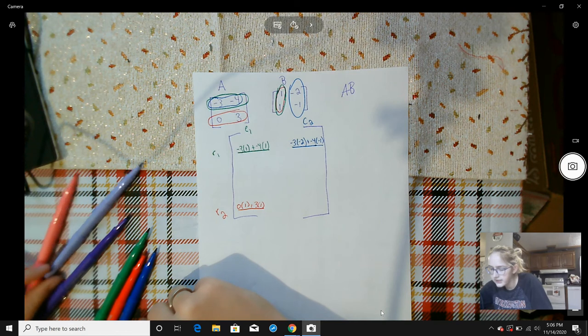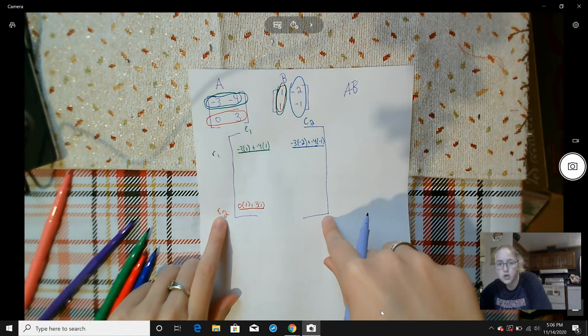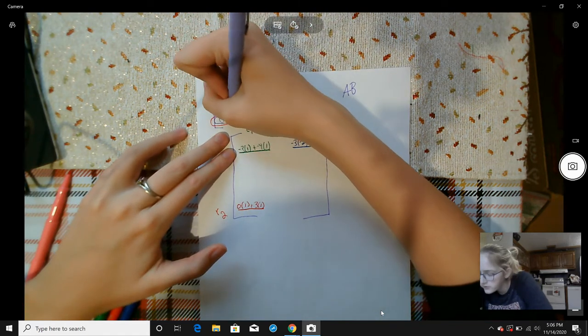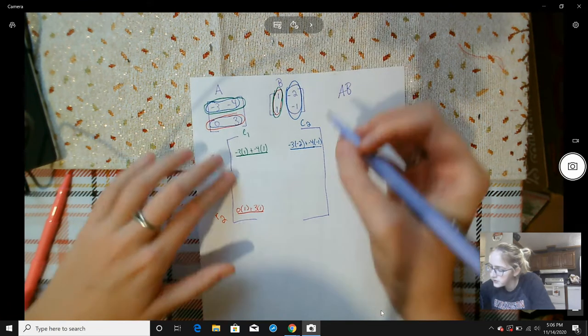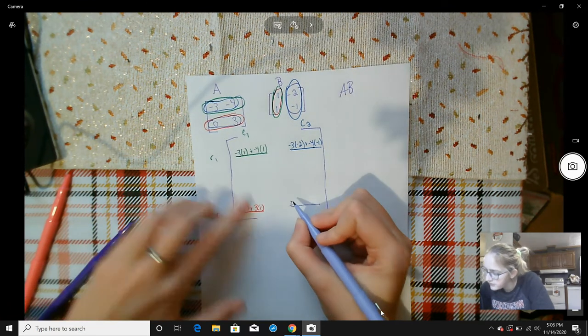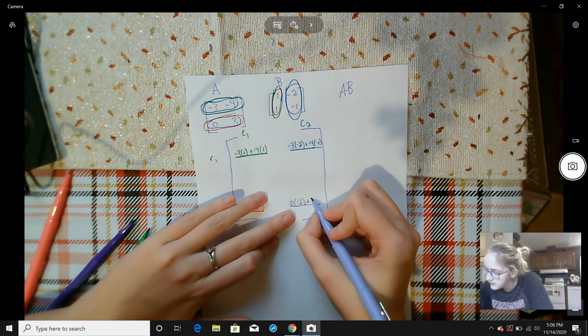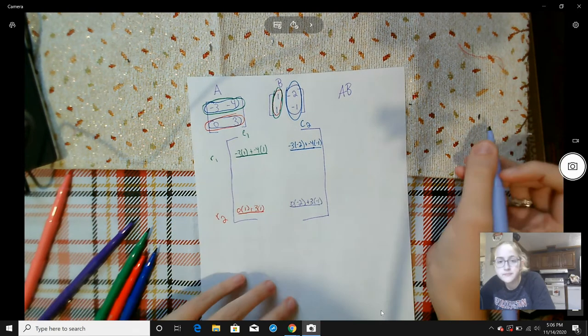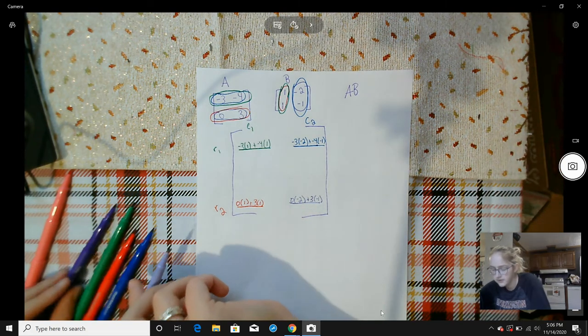And then lastly, we are going to have row 2, column 2. So row 2, column 2. We are going to have 0 times negative 2 plus 3 times negative 1. And then we're just going to simplify.